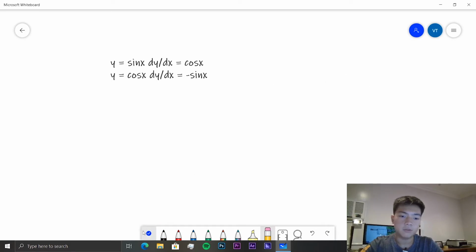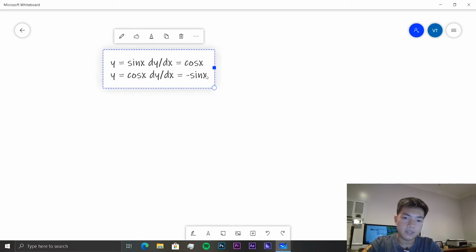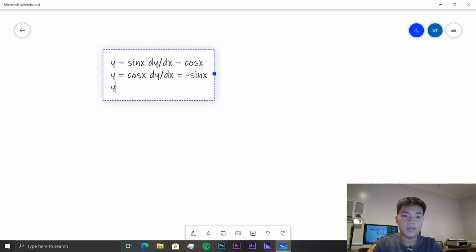Now, using the quotient rule, we can find the derivative of the tangent function, that's y equals tan x. If you want, you can try to use the quotient rule, but I'll give it to you right now. dy over dx is secant squared x.